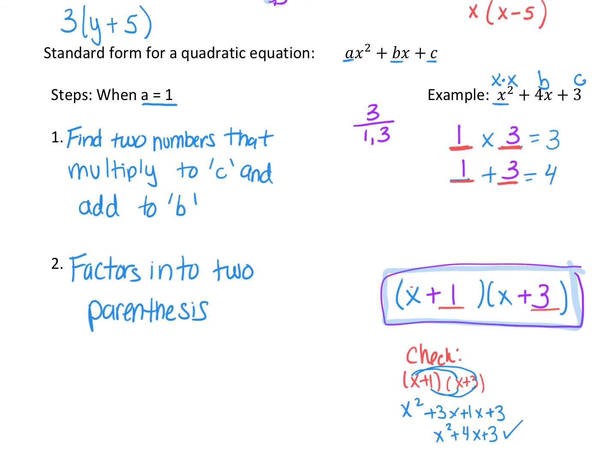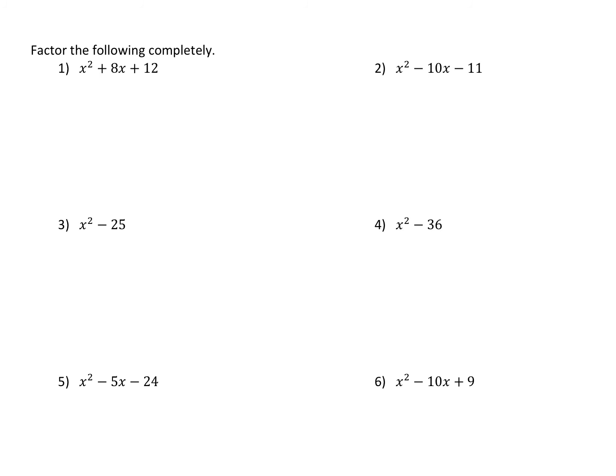All right, let's give this a try with a couple other problems. So our directions say factor completely. So again, I want to find two numbers that multiply to 12 but add to 8. So it's going to be x and x. So I'm going to find two numbers that multiply to 12 but add to 8.